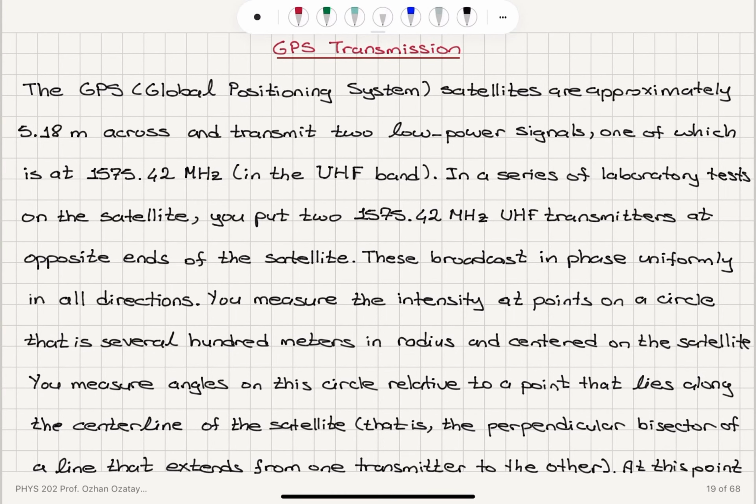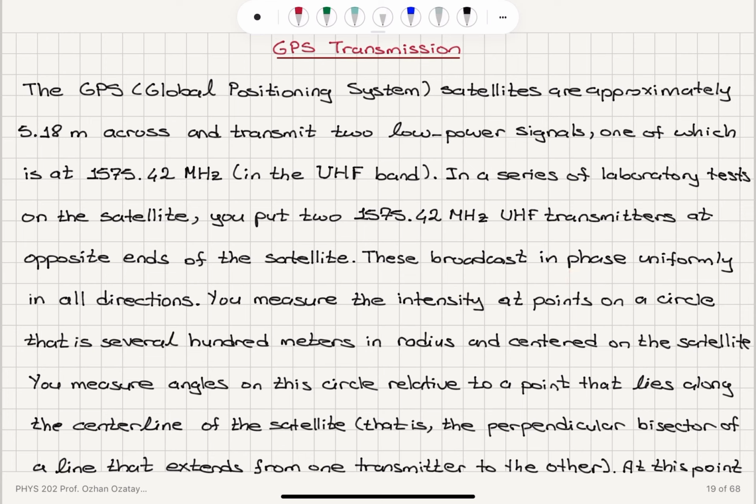GPS transmission. The GPS, Global Positioning System, satellites are approximately 5.18 meters across and transmit two low-power signals, one of which is at 1575.42 MHz in the UHF band. In a series of laboratory tests on the satellite, you put two of those UHF transmitters at opposite ends of the satellite, so that means at a distance of 5.18 meters.